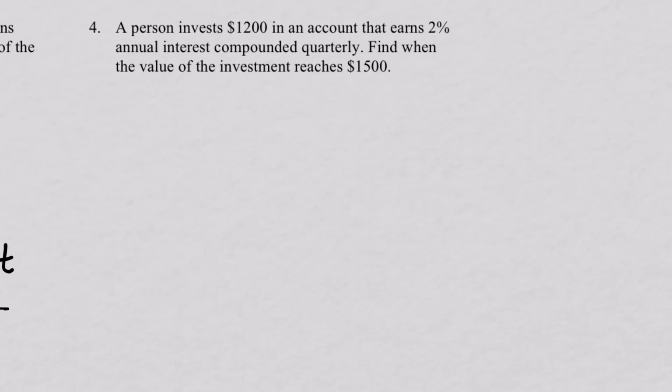All right, let's move on to number 4. A person invests $1,200 in an account that earns 2% annual interest compounded quarterly. Find when the value of the investment reaches $1,500. So the keywords here are compounded quarterly. That means they're going to compound this amount 4 times per year, every quarter. In order to do that, we need a different formula. We can't use this one.